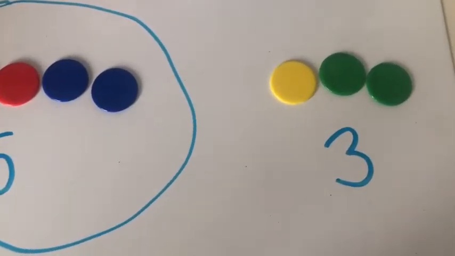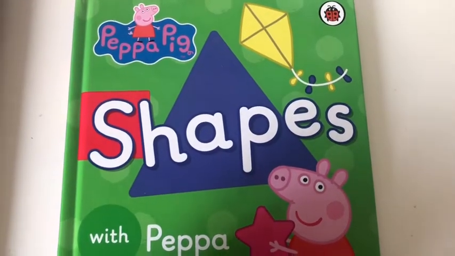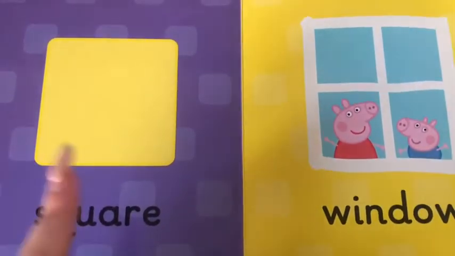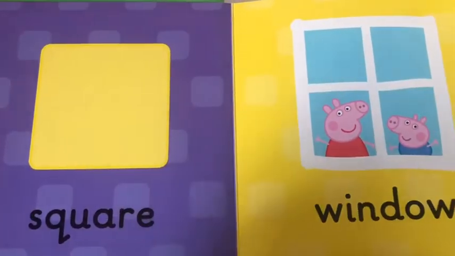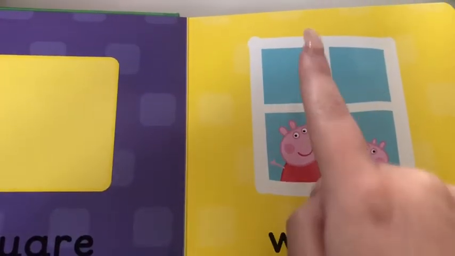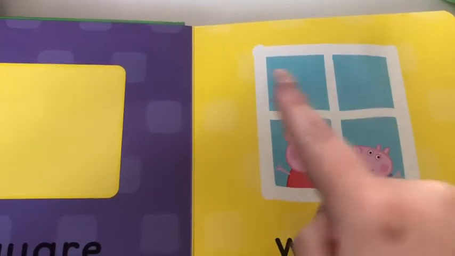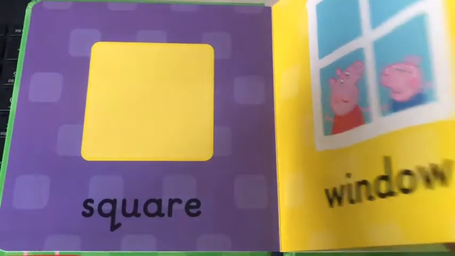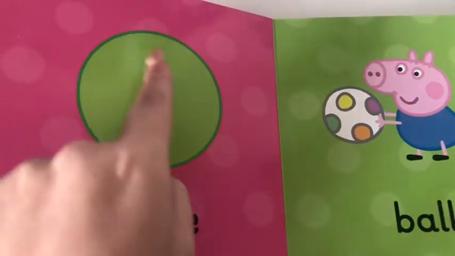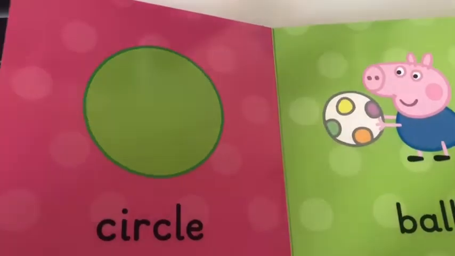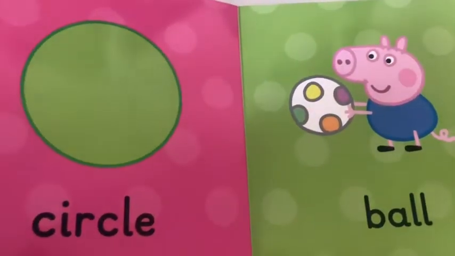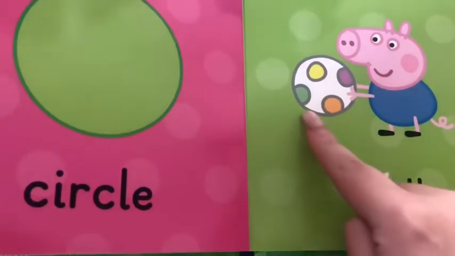Okay, so shall we do a Peppa just to learn some more shapes? Are you ready to get going? Let's see what we've got. We've got a square, which is the same shape as a window. How many sides has it got? 1, 2, 3, 4. Now we've got a circle. Ooh, it goes round. How many sides has it got? 1 side, and it's round, and it's the same shape as this picture of a ball.